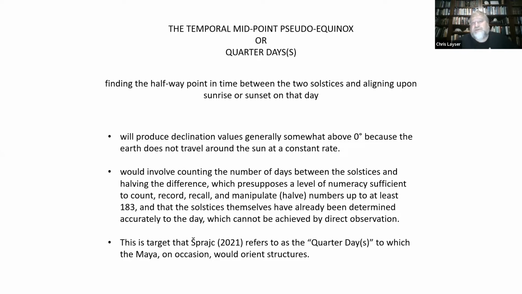And this would involve the counting of the number of days between the solstices and having the difference. So Ruggles says this presupposes a level of numeracy sufficient to count, record, recall, and manipulate numbers up to at least 183, and that the solstices themselves have already been determined accurately to the day, which cannot be achieved by direct observation. So what he means by this is if you're looking to see the furthest south the sun will travel when it reaches the winter solstice, it's imperceptible to the human eye. It just can't be viewed that way. So there needs to be another method.